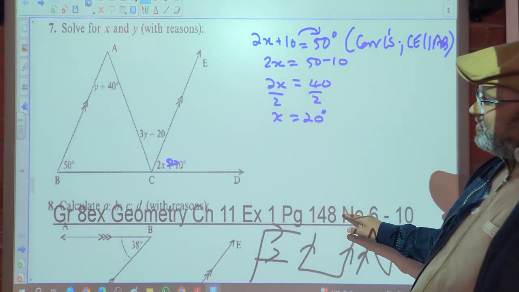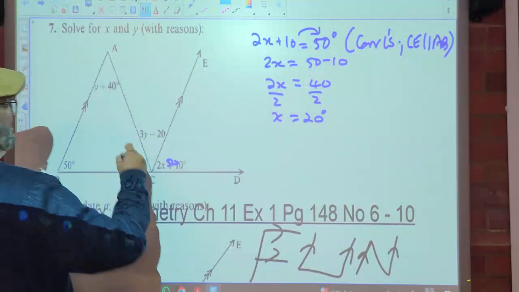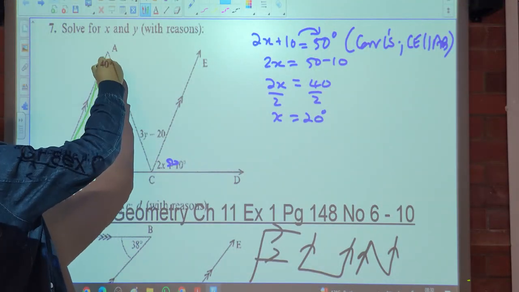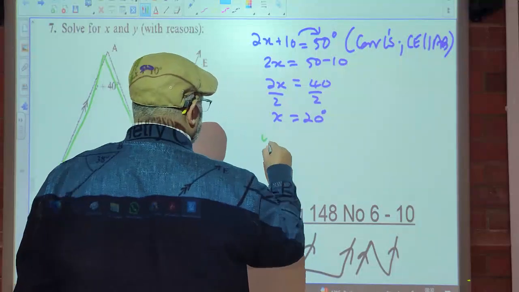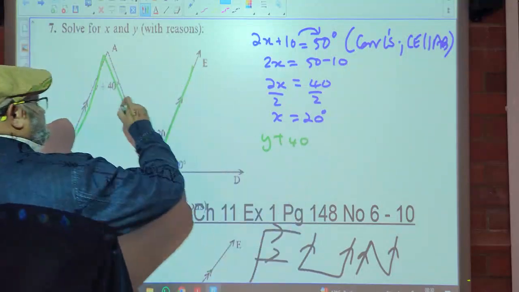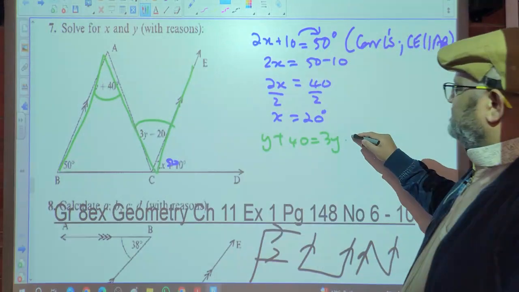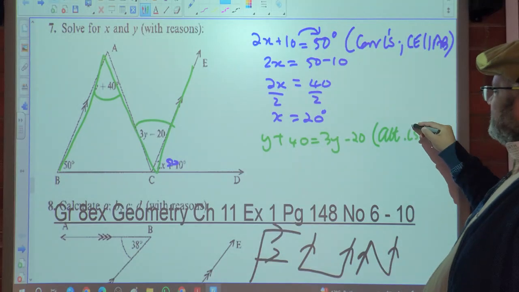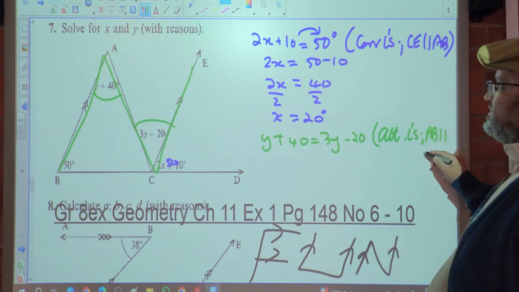And now we need to solve for y. Are you going to solve for y? Can we make an F with y? No. Co-interior? No. But again we can go with alternate angles. Can you see that, people? So I say y plus 40 is equal to 3y minus 20. Why? Alternate angles with AB being parallel to C.